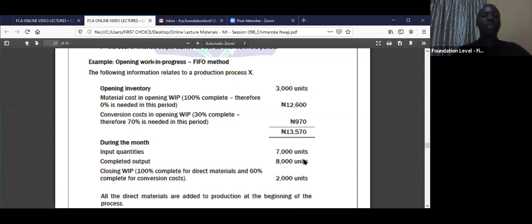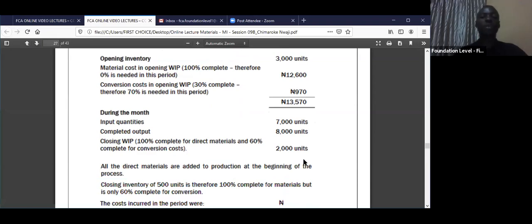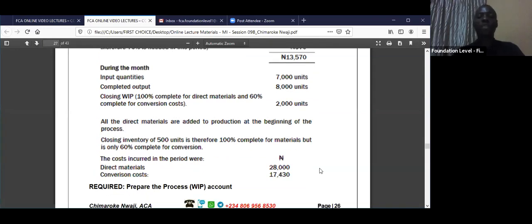During the month, we have 7,000 units input, 8,000 completed units, that's output. Work in progress, 100% complete for direct material and 60% complete for conversion. This is the same question. All the direct materials are added to the production at the beginning of the process. Closing inventory of 2,000 is therefore 100% complete for material, but only 60% complete for conversion. So the costs incurred in the period, we are told, is still the same thing, material and conversion.